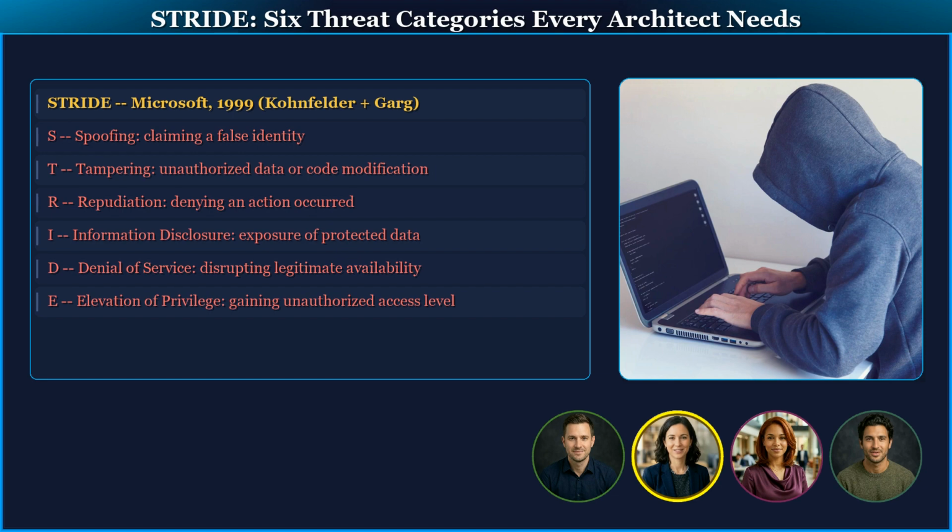For the exam, Isabella, know which CIA Triad property each STRIDE threat violates. Spoofing and repudiation attack authentication and integrity. Tampering attacks integrity. Information disclosure attacks confidentiality. Denial of service attacks availability. Elevation of privilege attacks authorization and integrity. Map these relationships cold and STRIDE exam questions become straightforward.